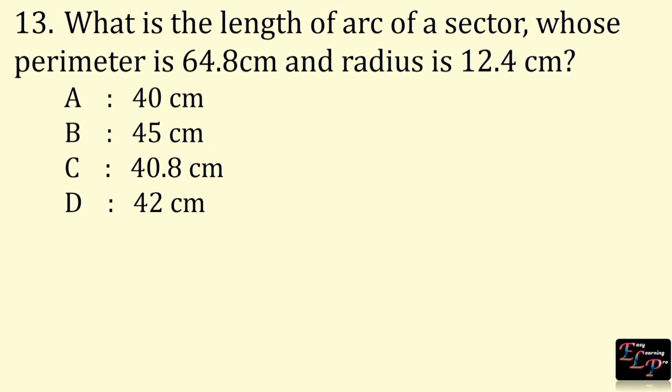What is the length of arc of a sector whose perimeter is 64.8 centimeter and radius is 12.4 centimeter? Perimeter is 64.8 centimeter and radius is 12.4 centimeter. We know that perimeter is L plus 2R, where L is arc length, R is radius. Substitute the values. Perimeter 64.8 is equal to L plus 2 into 12.4.